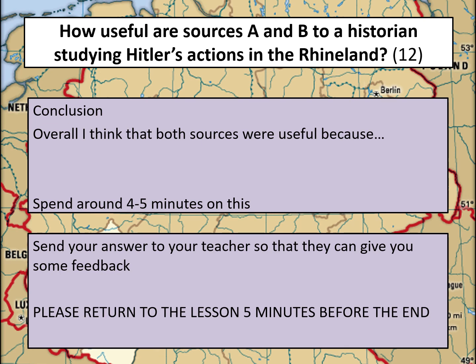Because these sources, when used together, they show what some people in Britain felt. And they also show about what Hitler thought in the years afterwards, and how he showed off about how clever he was and how he got away with it. Obviously, they're not giving us the full answer, are they? They're not telling us everything about Hitler's actions in the Rhineland. So they are limited to a certain extent, but all sources will be.